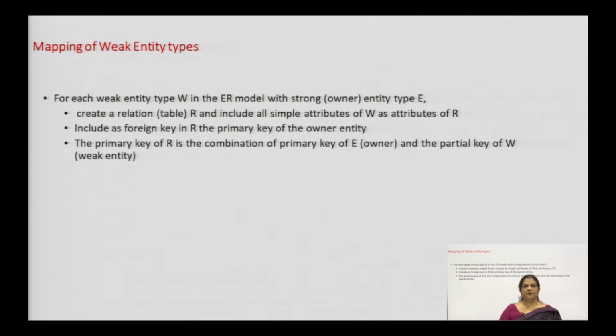Next, let us take up the mapping of a weak entity type. A weak entity type, let us quickly review, is an entity type which does not have sufficient attributes to form the primary key. So, a weak entity type uses its partial key or the discriminator and borrows the primary key of the corresponding strong entity type to form the primary key.